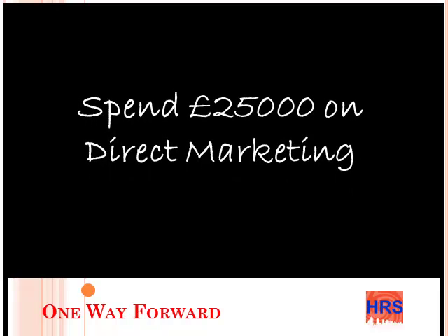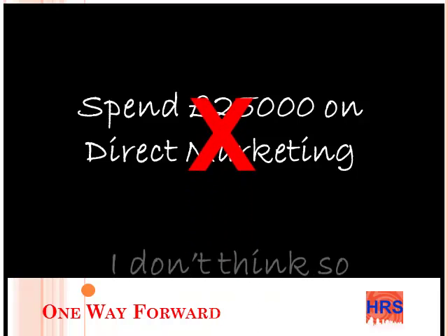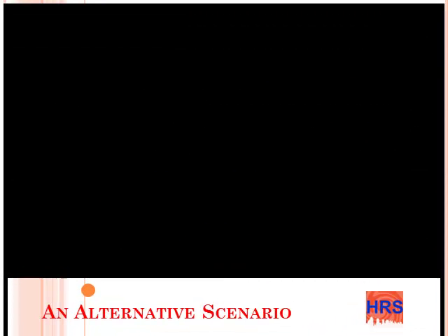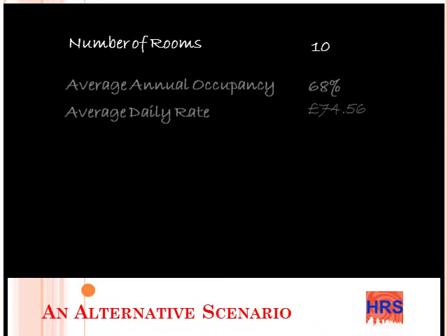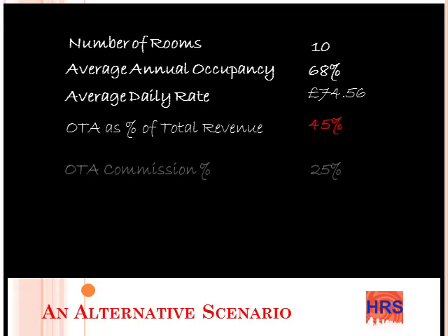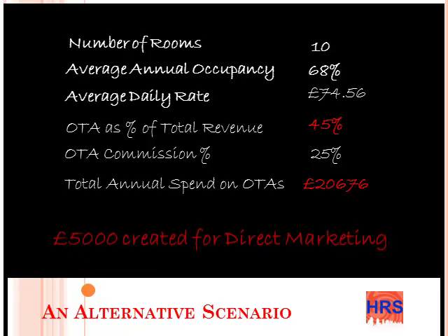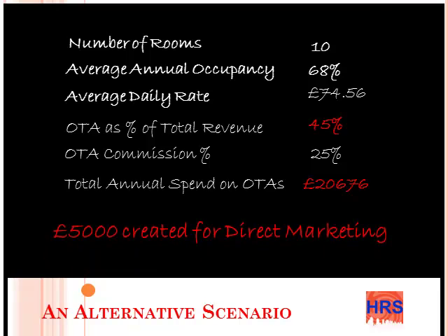If I went to the owner of this unit and suggested they drop the OTAs and spent the money on direct marketing instead, I would get a frosty response. Of course, in real life, one would never go to such extremes, but when I show them the alternatives, we are having a different conversation. In this example, I have cut the OTA share back to 45%, which is certainly realistic, and you can see that releases £5,000 to spend on direct marketing.